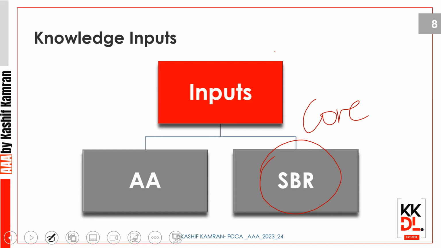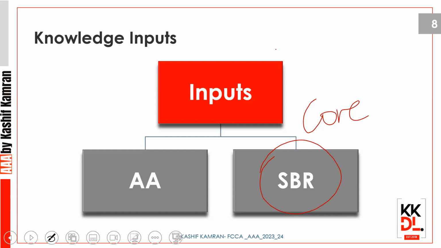So you need to revise your accounting standards. You need to ensure that the gap between SBR and AAA is as small as possible, because that will give you an added advantage in the AAA paper. And I will be sharing emphasis on how and where. So these are two essential inputs you need for the AAA paper.